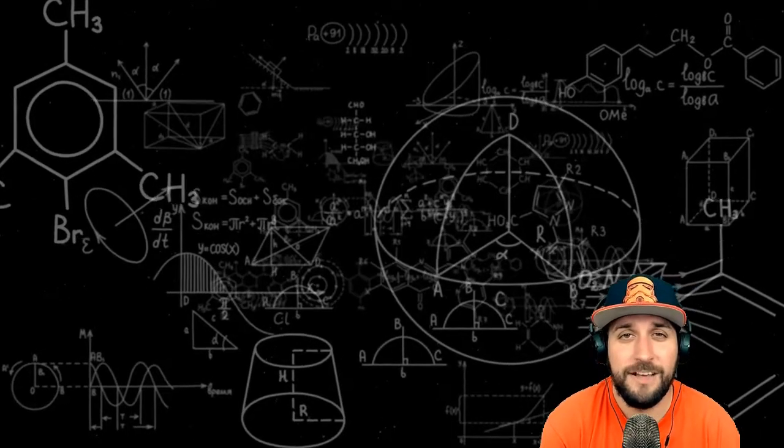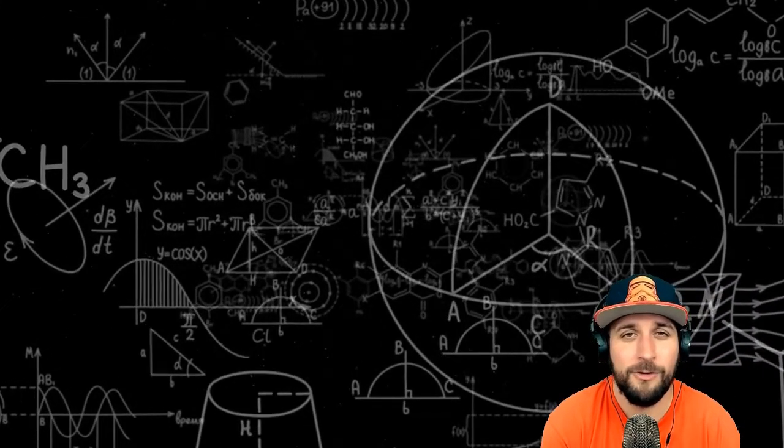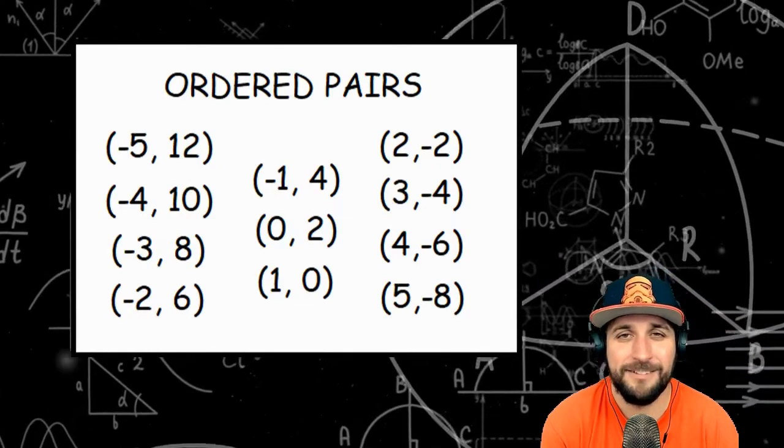So I don't know which x values you picked, but these are all the ordered pairs between negative 5 for x and positive 5 for x.